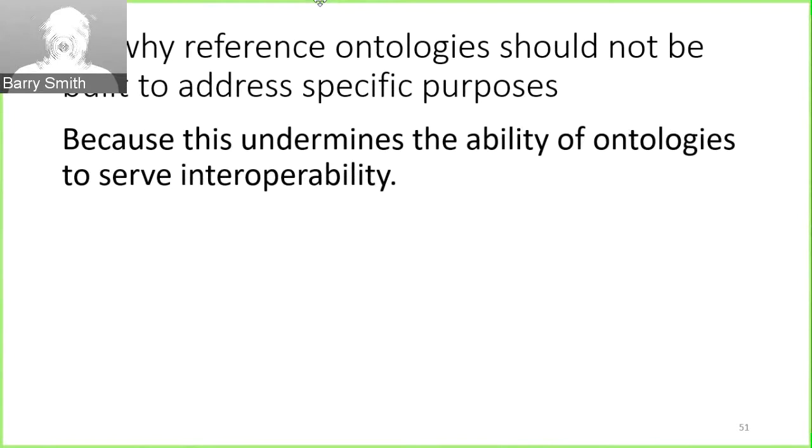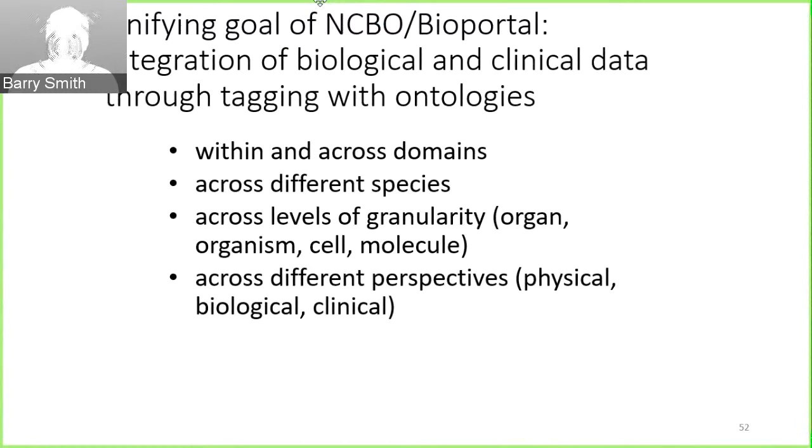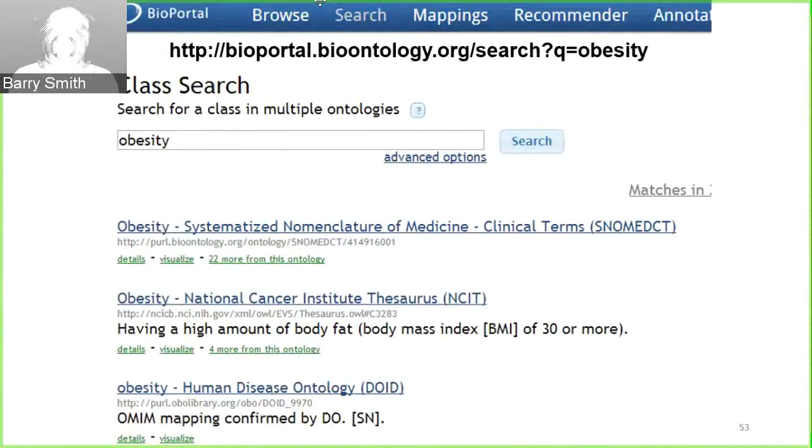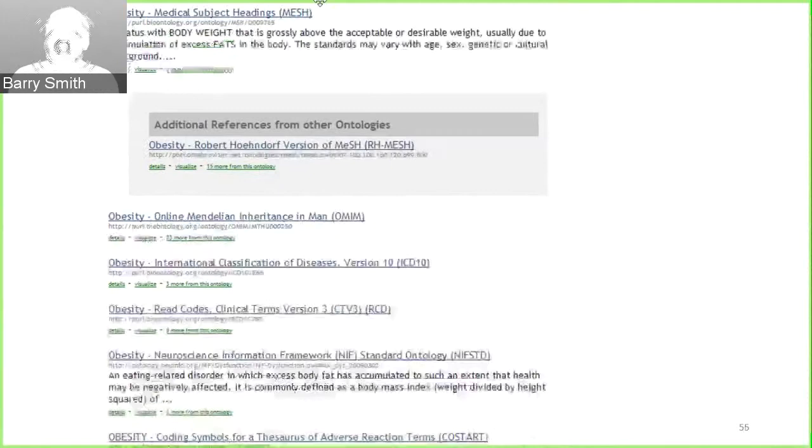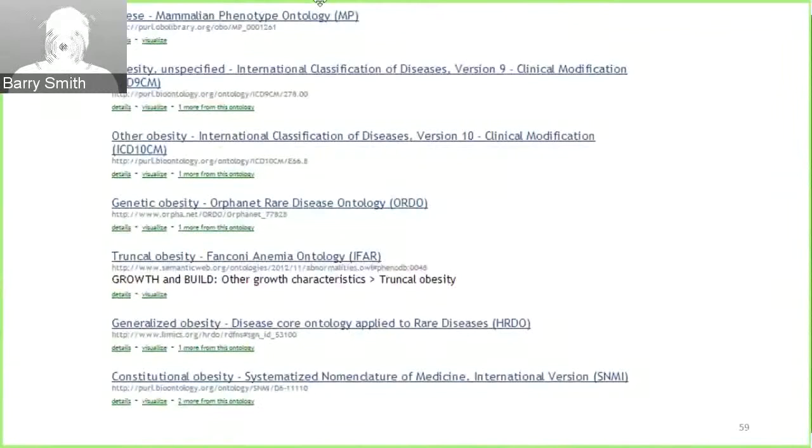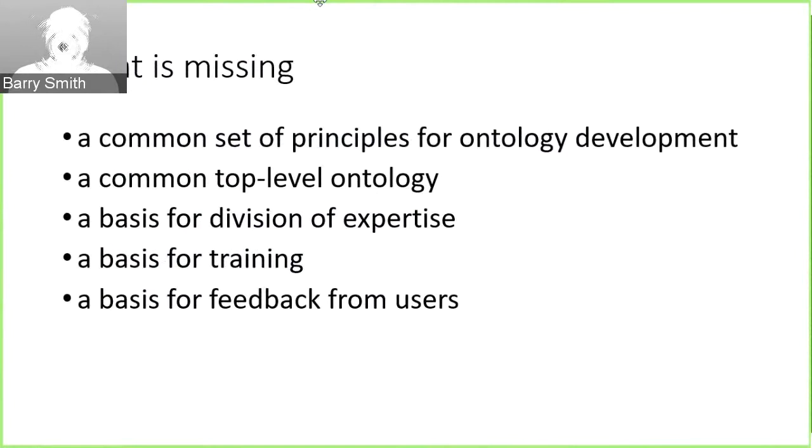So, all right, the unifying goal of the BioPortal, remember, was integration of biological and clinical data. Because people used purpose as the basis for building too many ontologies, you end up with too many ontologies. So if you go to the BioPortal and you search for obesity, you find these ontologies, these ontologies, and finally we're at the end. Now, we just need one ontology in which obesity is defined. And then everyone who needs to have the term obesity in their ontology should reuse that definition.